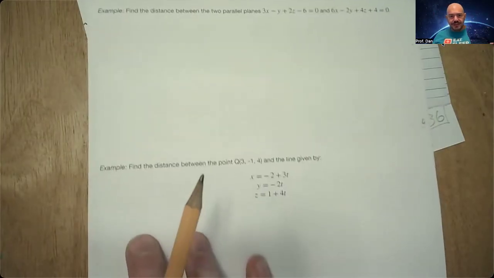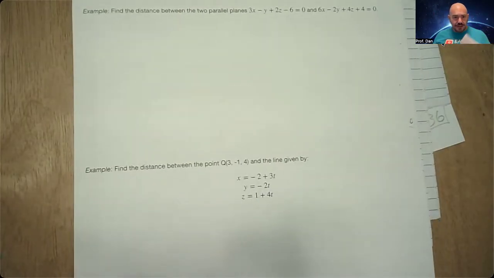All right, we want to find the distance between two parallel planes. All right, so as I mentioned before, all we have to do here is pick a point that's on one of these planes and then do what we did in that last example, just using the point we picked and the plane that we didn't.